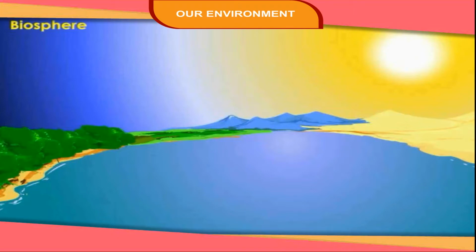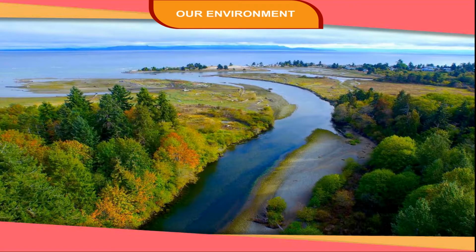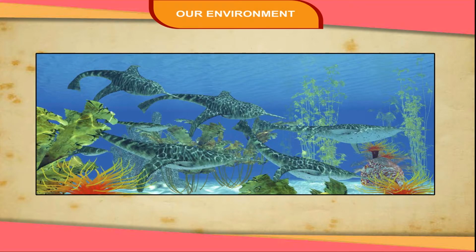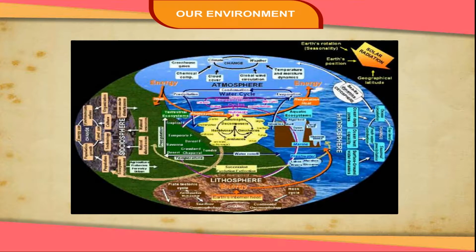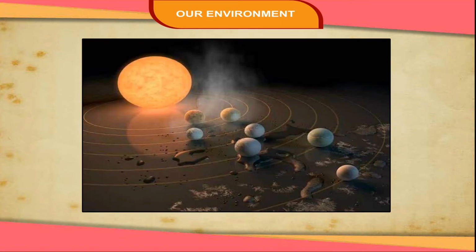Biosphere. The life-bearing layer of the Earth's surface is called the biosphere. This is a small zone of interaction of air, water, and land, where living organisms survive. Some of the organisms live in the air slightly above the surface of the Earth. Some organisms live in water, and remaining organisms live on the surface of the Earth. The biosphere is a unique feature of our Earth.